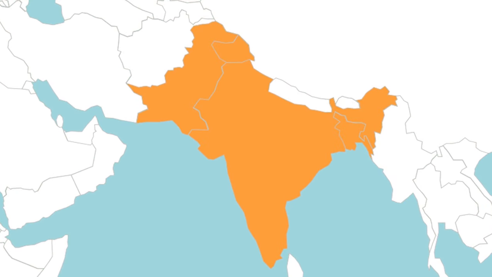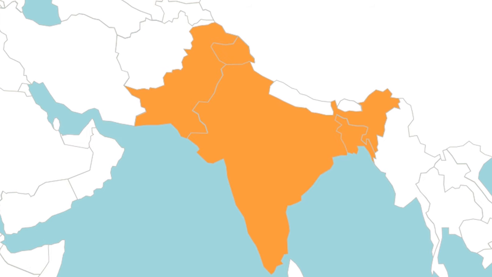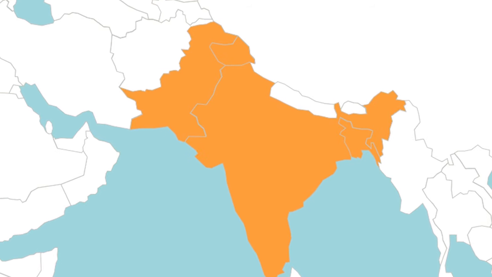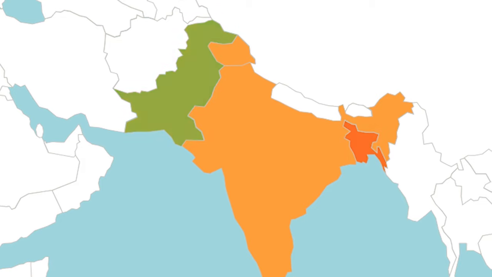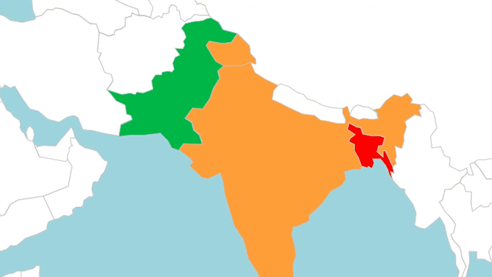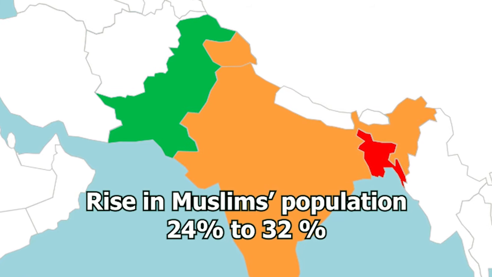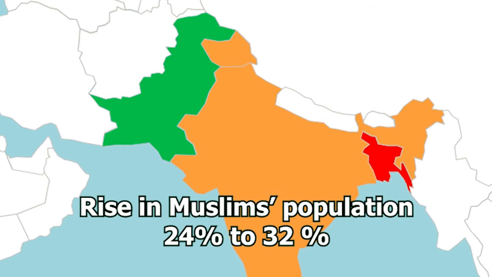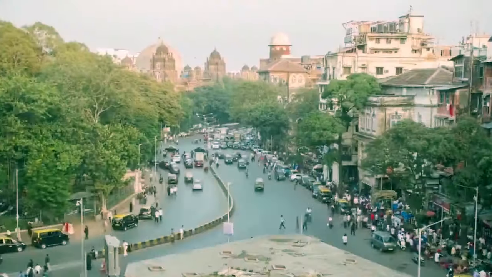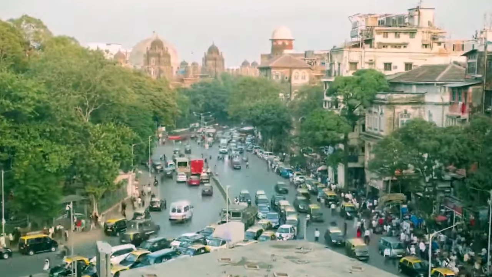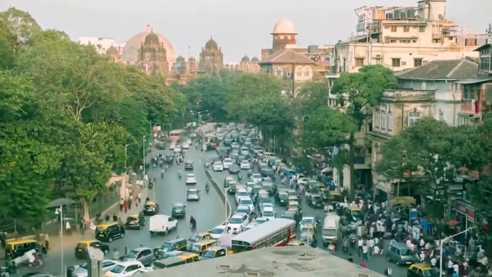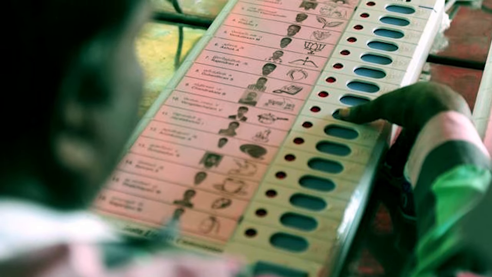Since 1947, the populations of India, Pakistan, and Bangladesh have increased over 4 times. Compared to 1947, the overall proportion of Muslims in these countries has risen from 24% to 32% now. Before exploring the impact of this population growth on United India's elections, let's delve into the Indian electoral system.